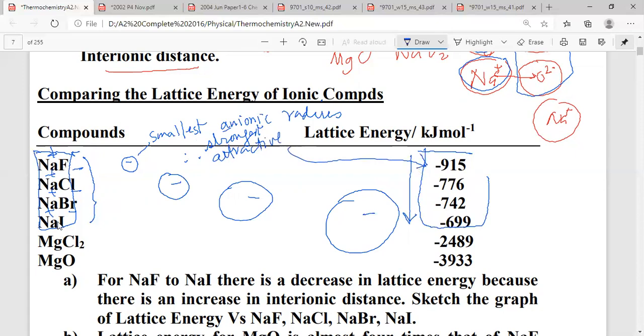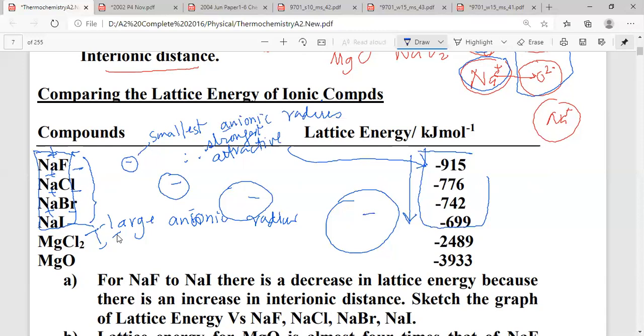So why is NaI smallest? Because it's got a very large ionic radius, or is it I minus?